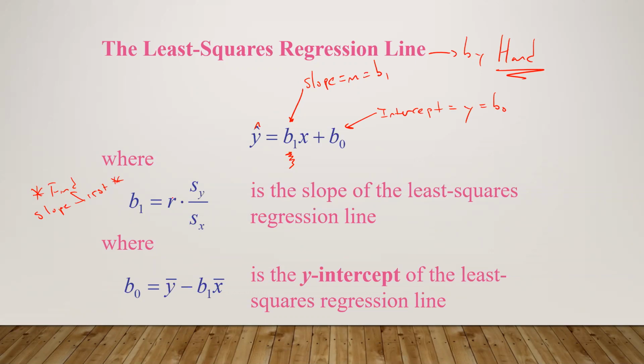Okay, so B1, the formula for this involves R. Does anybody remember what R is? Did we calculate it already? Thank you, Heather. It was the correlation coefficient. So R is the linear correlation coefficient, and we already have that. You're going to take R and multiply it by S sub Y divided by S sub X.